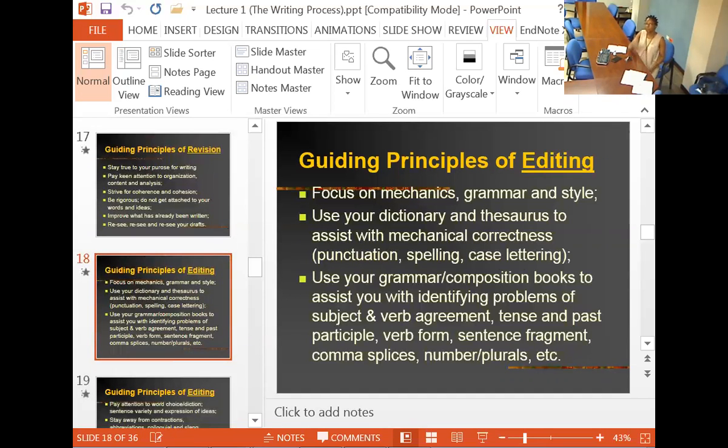Other guiding principles, specific to editing: focus on mechanics, grammar, and style, and be consistent. Remember that the first verb you use is going to determine the other verbs that come in your essay. If you're writing in the present tense, only related verbs are going to work, and the same holds true for any other tense you want to use. So pay attention to your punctuation, your tenses, and your subject-verb agreement.